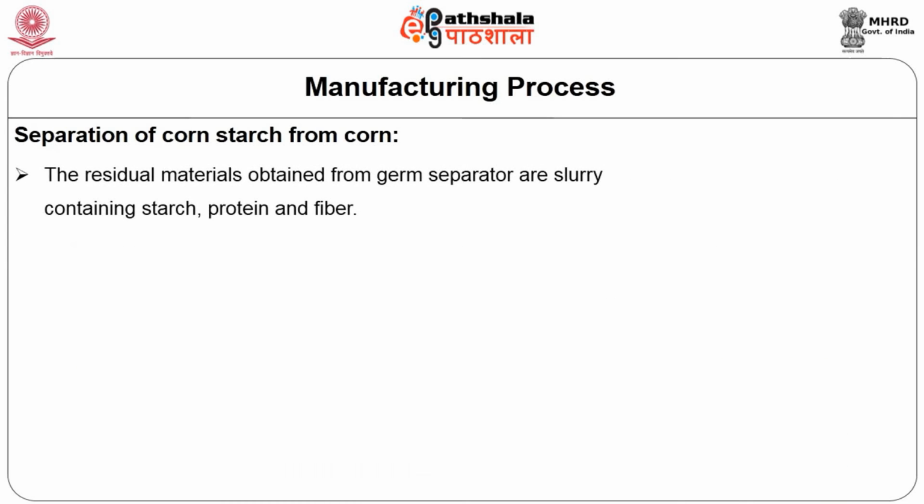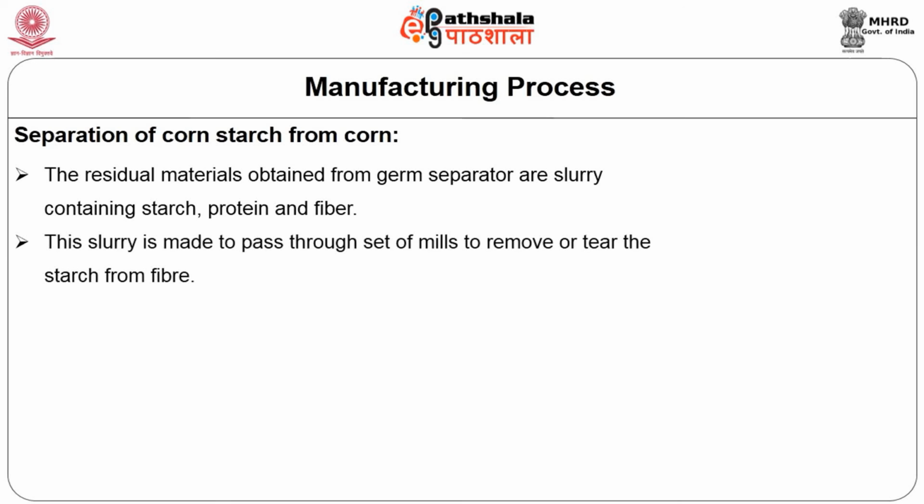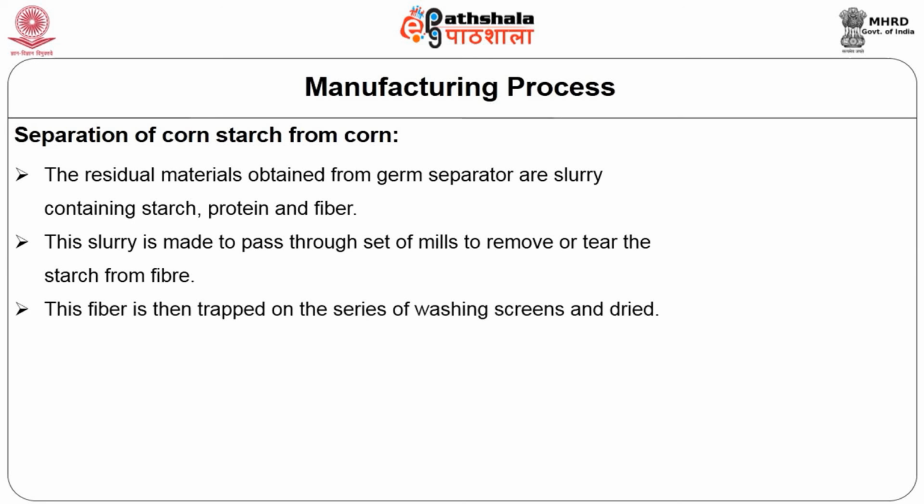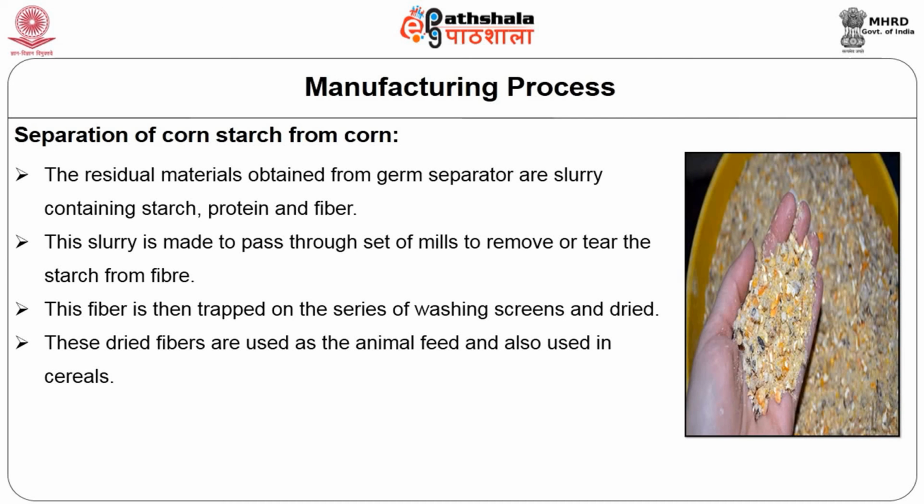The residual material obtained from the germ separator is a slurry containing starch, protein and fiber. This slurry is made to pass through a set of mills to tear the starch from the fiber. The fiber is removed by passing it through a series of screens, and the fiber is then dried. These dried fibers are used as animal feed.